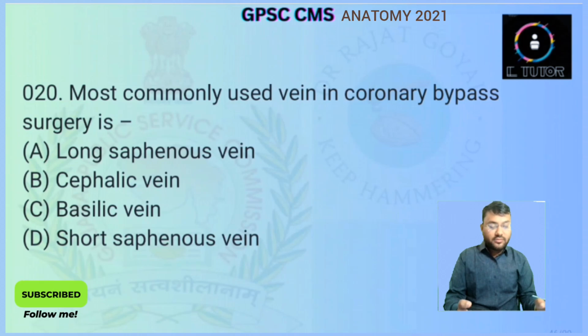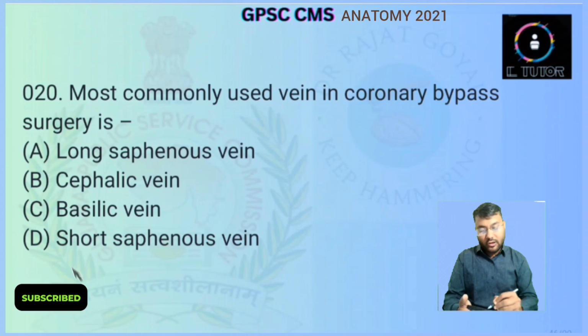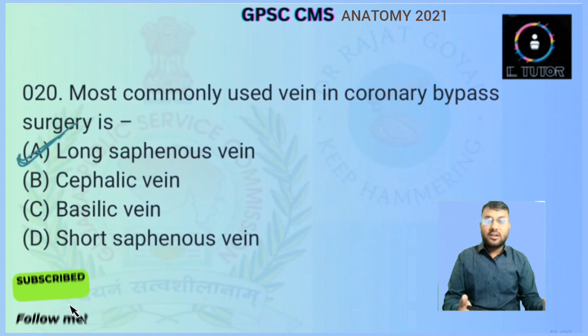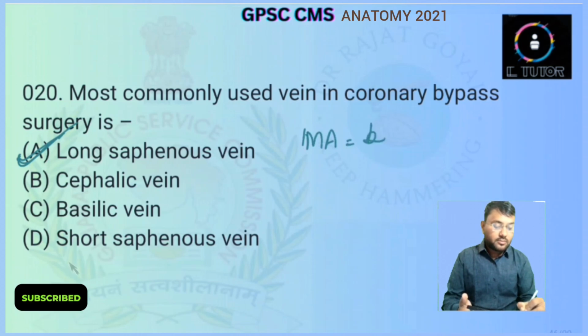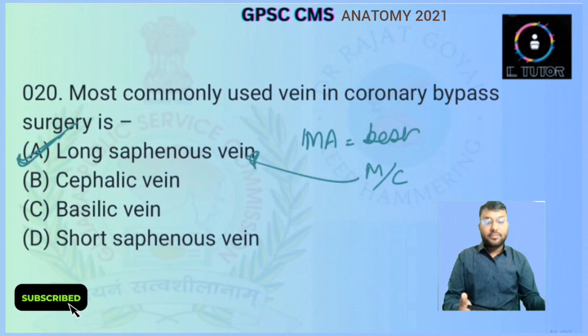Most commonly used vein in coronary bypass surgery is. So this is a very direct question. Answer is long saphenous vein. This question is asked many times in the FMGE also and NEET also. And if they talk about the best for the coronary bypass, then it will be internal mammary artery. So IMA will be best, and most commonly used is long saphenous vein.